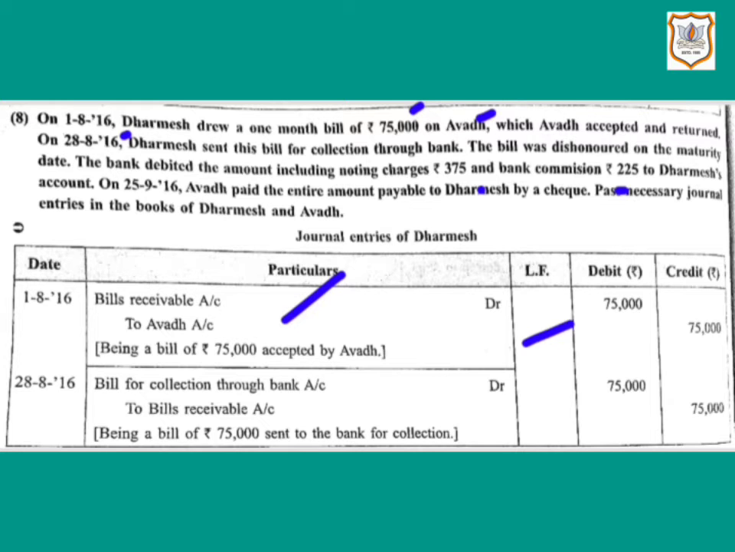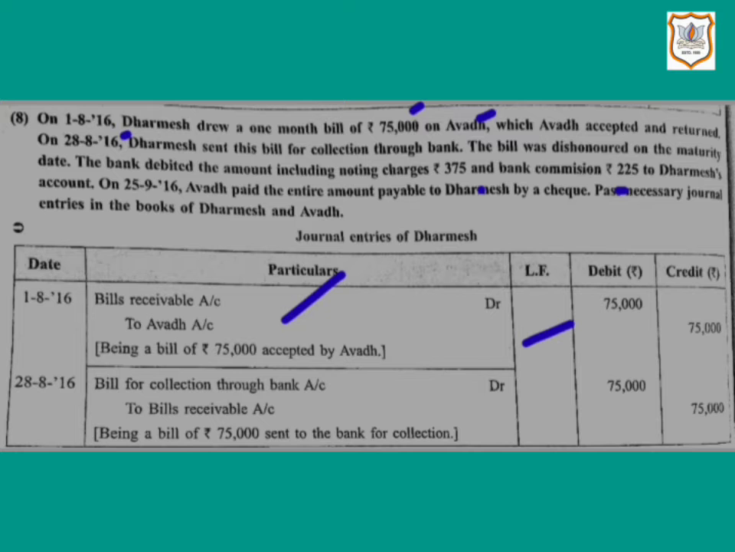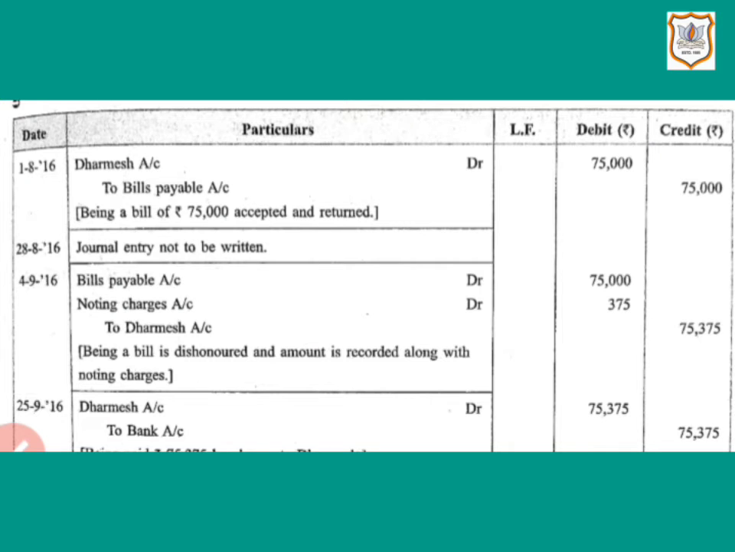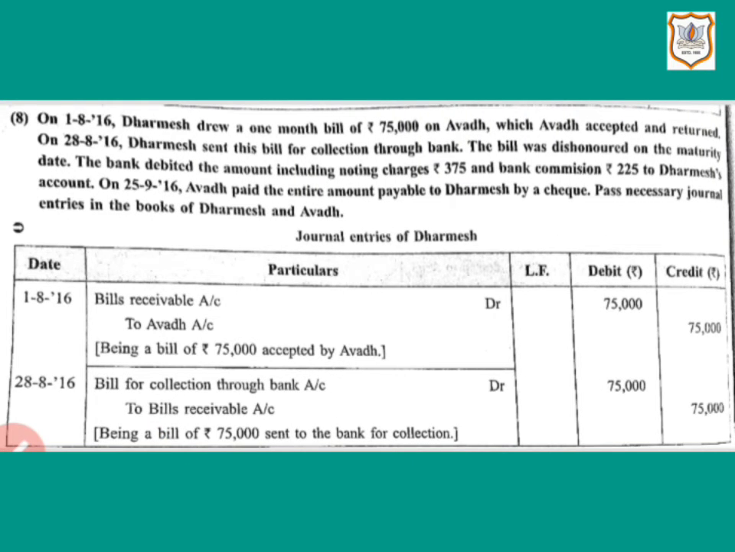Now let us see the journal entry for the same date in the books of Awadh. Date 1st August 2016. Entry would be Dharmesh's account debit 75,000 and bills payable account credit, being a new liability. And in narration we will write, being a bill of rupees 75,000 accepted and returned. Now let us see next.